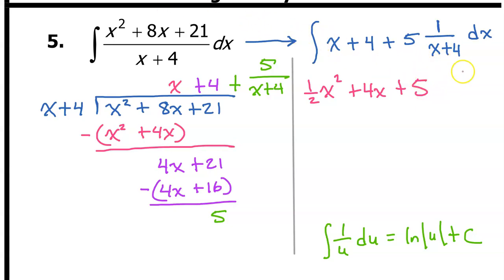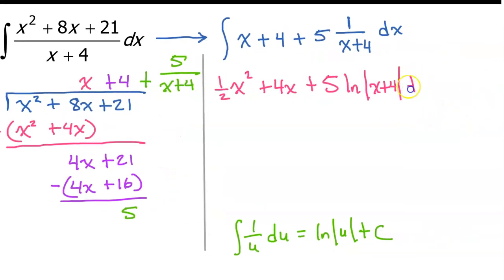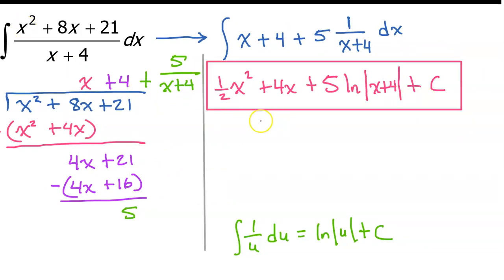So we know that the integral of 1 over u is natural log of the absolute value of u. So the integral of 1 over x plus 4 is going to be the natural log of the absolute value of x plus 4. And don't forget your constant of integration. So there you go. That's the answer.